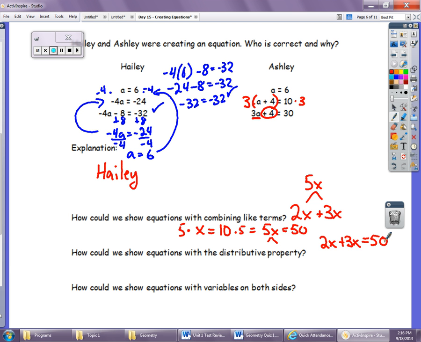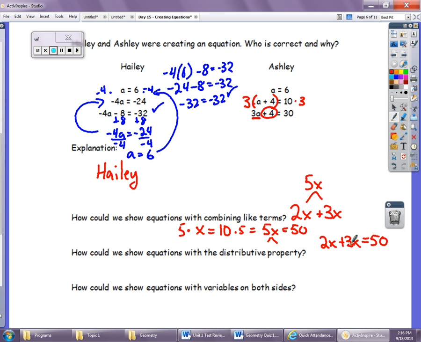I didn't do anything. I just changed 5x and broke it apart. So I didn't add or subtract anything to that side, so that's why it's still balanced. I'm just saying, well, I'm going to break my 5x and say it's 2x and it's 3x. So that's one way that we can show combining like terms.